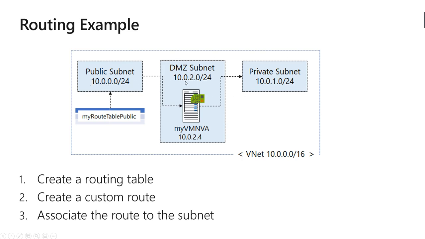10.0.0.0/24, 10.0.2.0, 10.0.1.0, also /24, right? So it's 255.255.255.0. So the subnets are private, DMZ, and public.